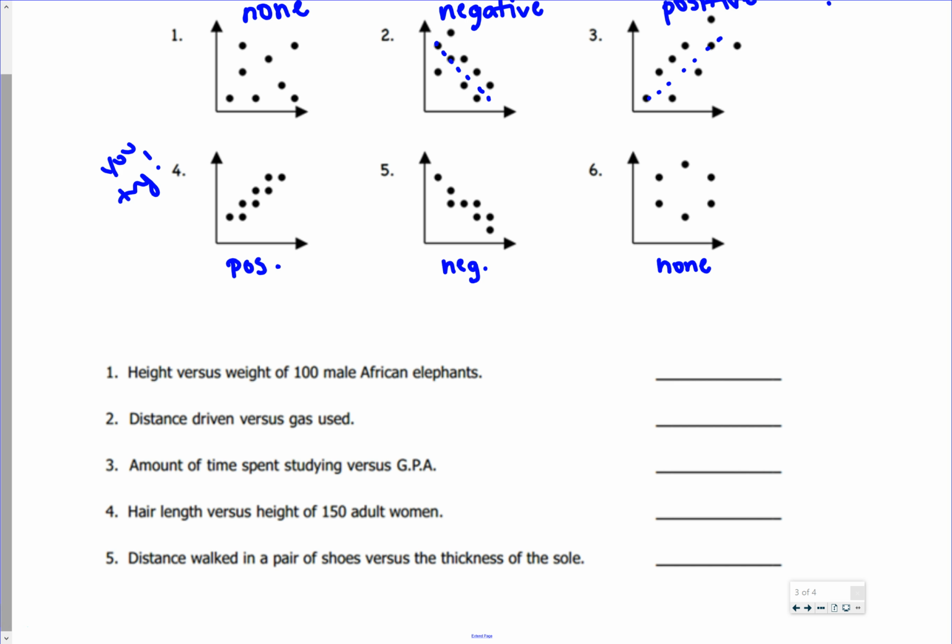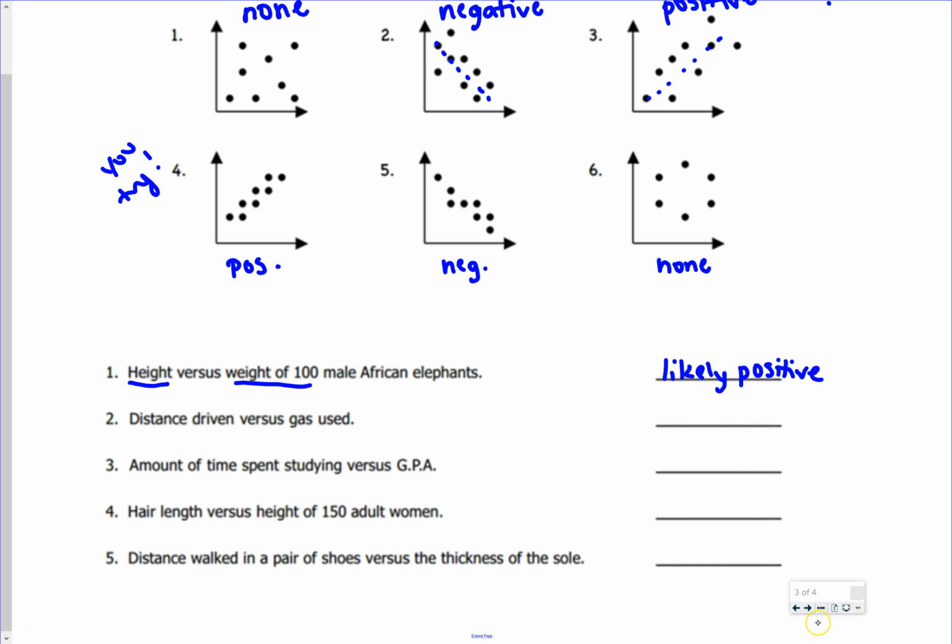I see number one, height versus the weight of 100 male African elephants. So in my brain, I'm thinking, okay, as the height increases, does the weight increase? I'm going to assume it's likely positive, right? That kind of makes sense. As an elephant is taller, they probably weigh more. When people are taller, they probably weigh more. So it's likely a positive correlation.